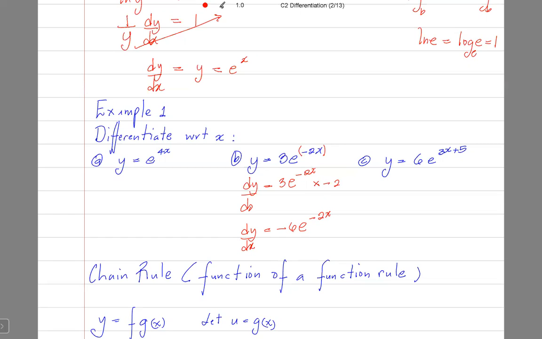Please do the one on the left and the one on the right.